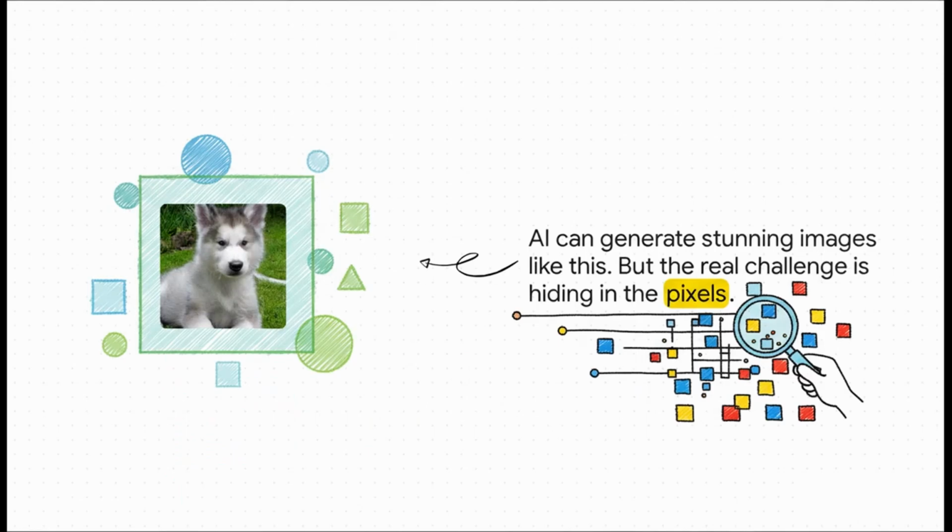We see these incredible AI-generated images all the time now, right? They look almost effortless. But for an AI, creating an image from scratch is one of the hardest things it can possibly do. The real challenge, you see, isn't just coming up with the big idea. It's mastering the raw, chaotic data of every single pixel.